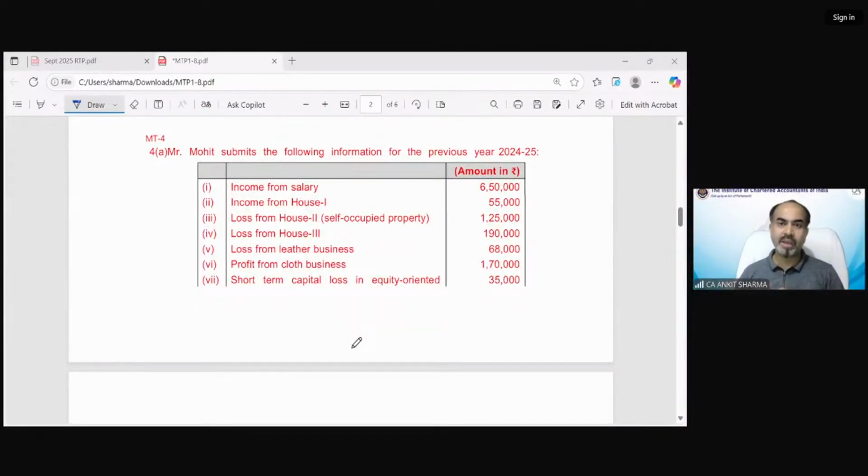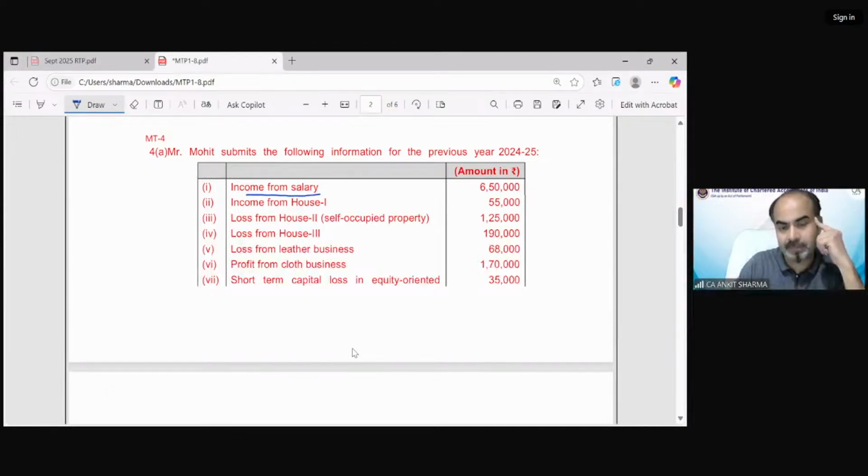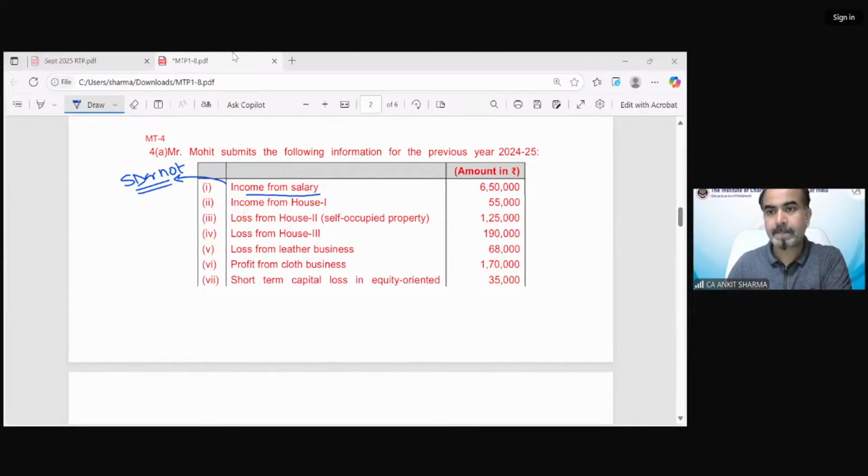Mohit submitted the following information for the previous year 24-25. That is income from salary. Again, because the words income from salary have been written, can you tell me whether I need to deduct standard deduction or not? Out of this 650, do I need to reduce the standard deduction or not? Correct. The correct answer is we do not need to deduct it.